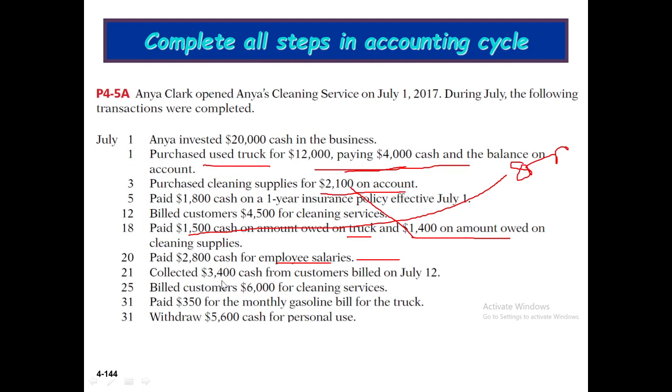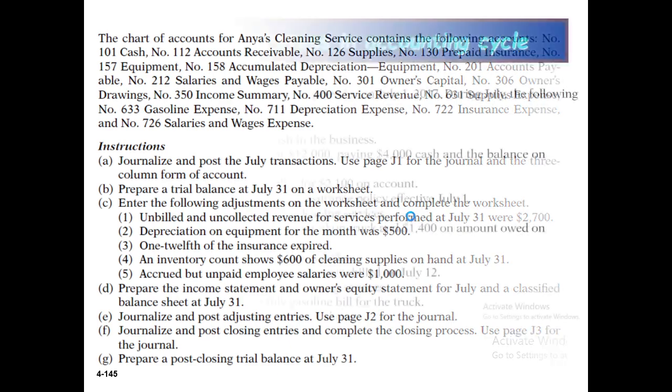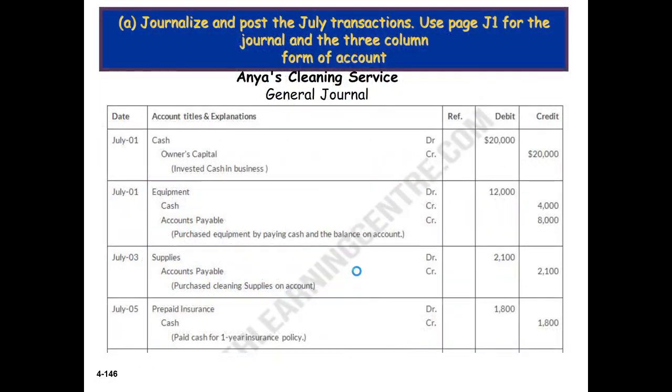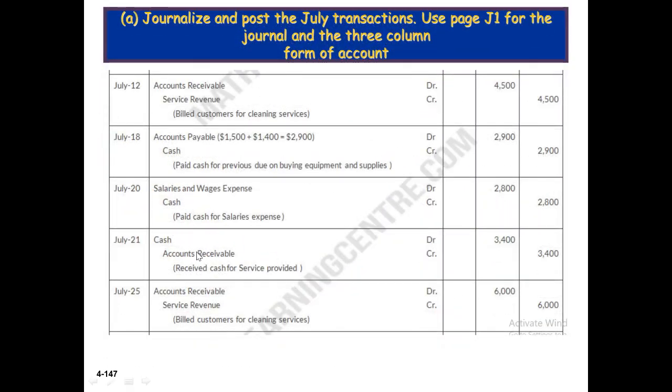And next, collected $3,400 cash from customers billed on July 12. On July 12 we sold our service on credit, so now we collected this amount. For this transaction cash will be debit and accounts receivable will be credit. Here, cash debit and accounts receivable credit.